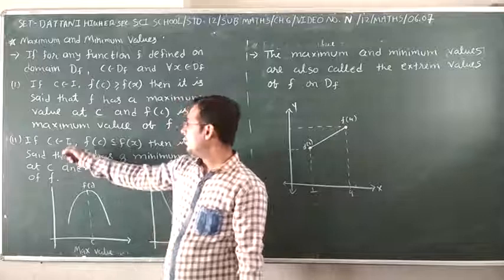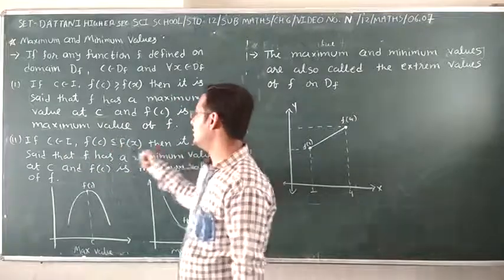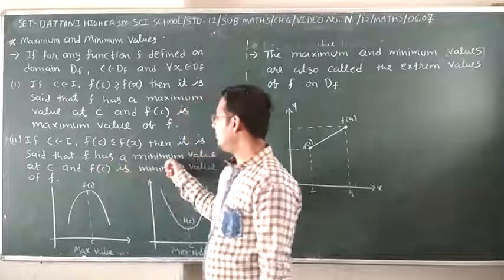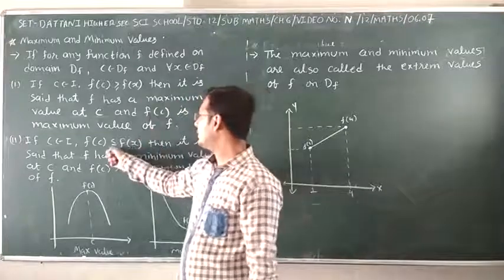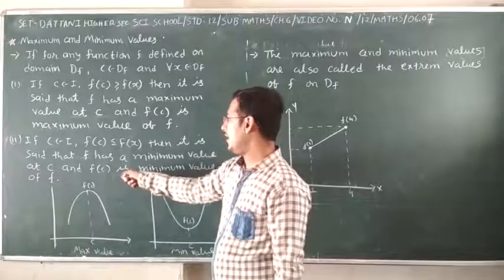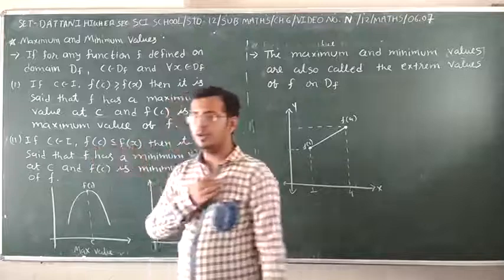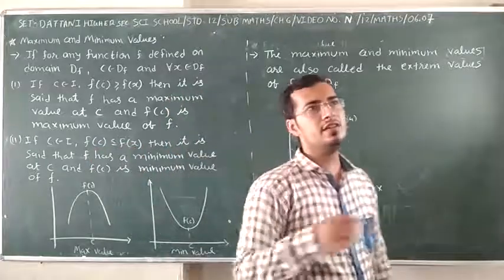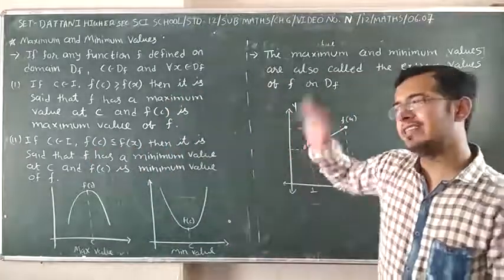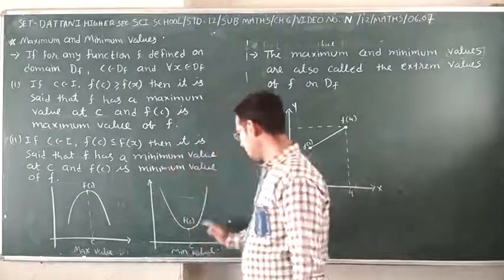Second, if f of c is less than or equal to f of x, then it is said that f has a minimum value at c, and f of c is the minimum value of f. The same points, but here it is only less than or equal to. So for all values, f of x is greater than or equal to f of c. That is known as the minimum value. That is the minimum value graph.